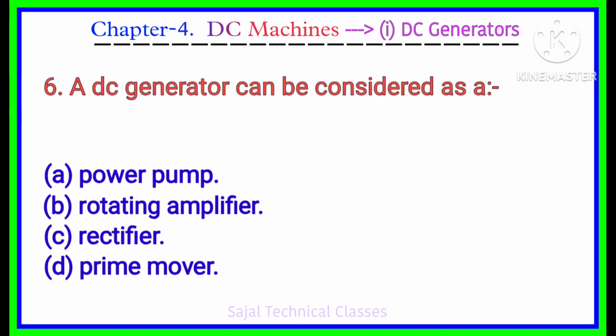Question number 6. A DC generator can be considered as a option A power pump, option B rotating amplifier, option C rectifier, and option D prime mover. Option B is the right answer, rotating amplifier.